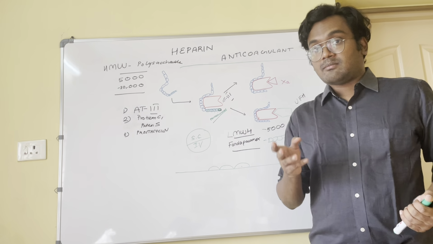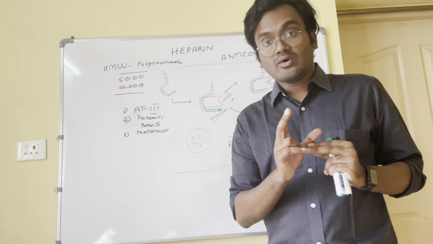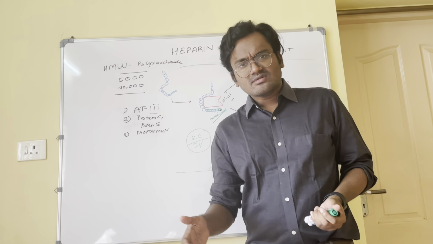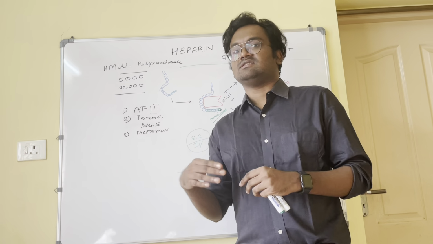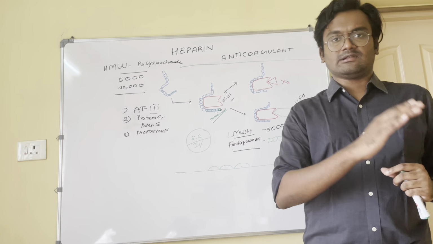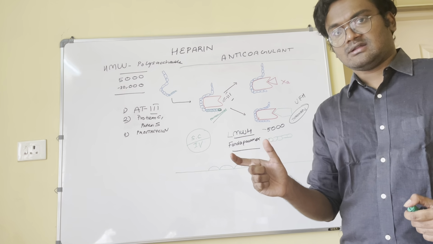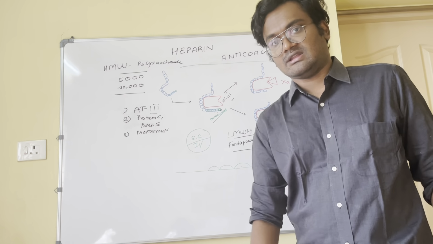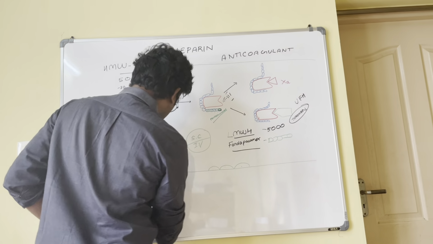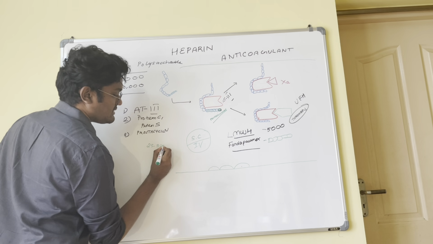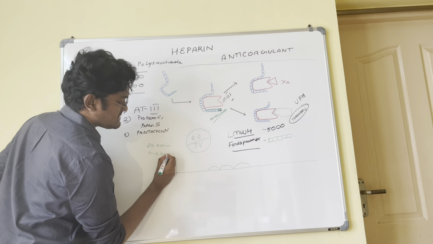The next point is that heparin has a dose dependent clearance. What is dose dependent clearance? It's very simple. When you give a high dose of a drug, there is more clearance and a longer half-life. When there is a low dose of the drug, there is low clearance. When you give 25 to 100 units of heparin, its usual half-life is 25 to 30 minutes. So what is the half-life of heparin? 25 to 30 minutes. The duration for which it acts is up to 4 to 6 hours.